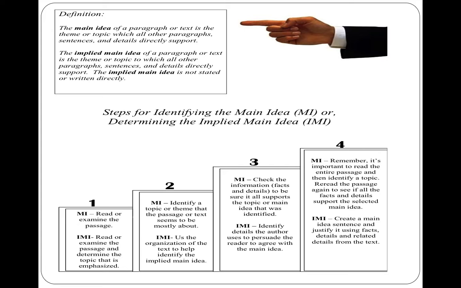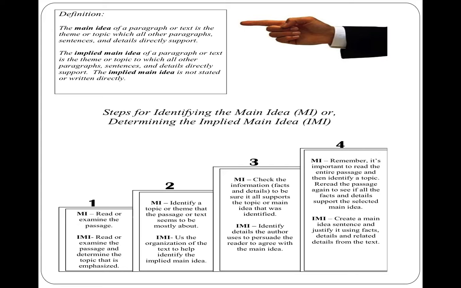The next step is to use the organization of the text to help identify the implied main idea. This is where author's purpose comes in. You have to ask yourself, why is this person writing this? If you're reading something from CNN.com, well, you're probably reading it as a news story. And that's something important to remember. But if you're reading an ad in a newspaper where they're trying to sell you a car, you have to consider that it's persuasive and that the main idea may be to try to get you to do something, not just inform you.